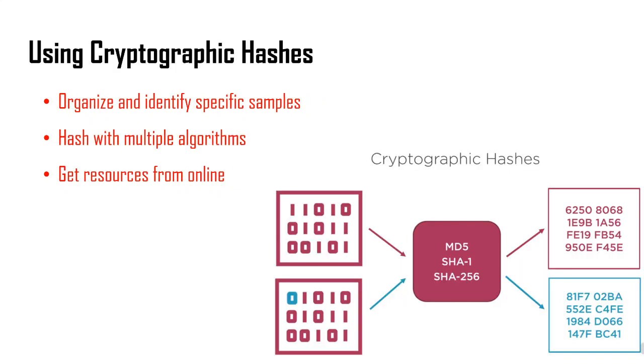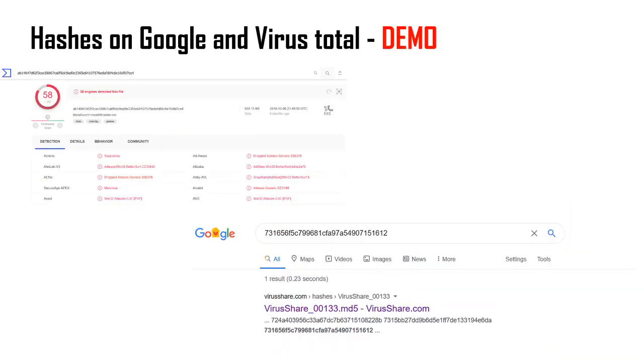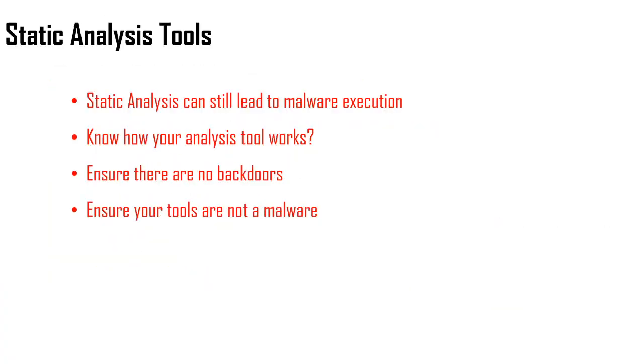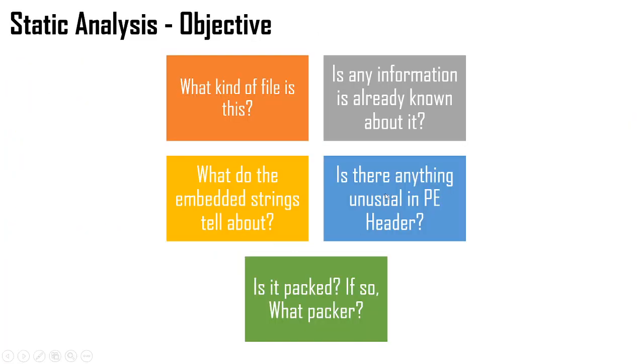So please make sure. And then we have seen the cryptographic hashes also, what the hashes are, and we have seen hash search on Google and VirusTotal. We did a demo also. Here in this PPT I have shown some hash searches with some results, right? So this is how to find the hashes. We have two tools, ComputeHash and Hash My Files. With the help of Hash My Files, I have shown how to extract the MD5 of a particular file, right? You will see some other static analysis tools related to embedded strings and unusual things in the PE header in the next module. Thank you all.